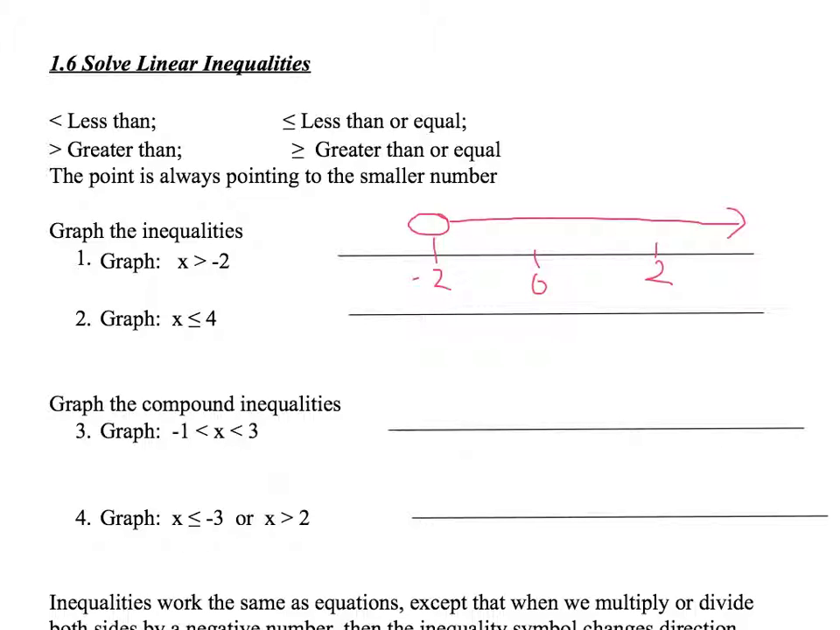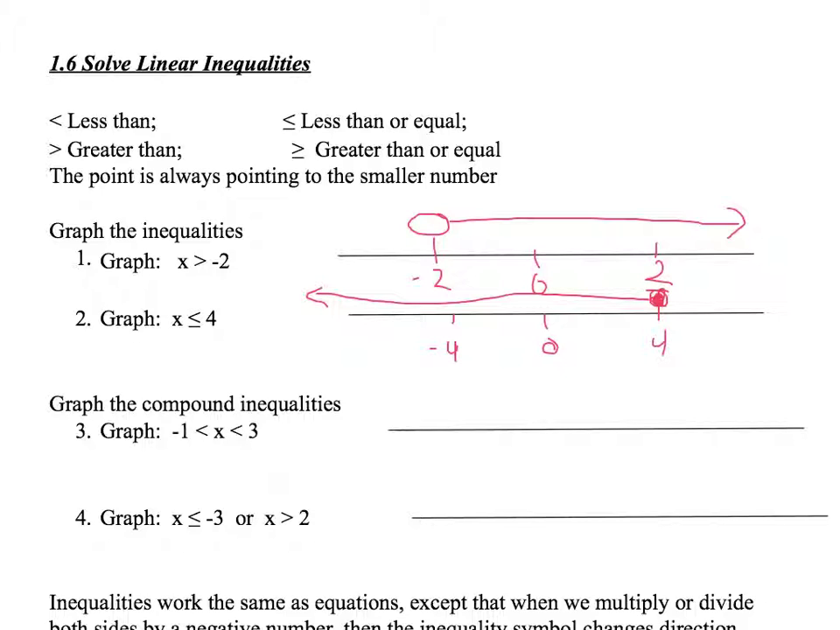Okay, example 2, we're going to show all the values for x that are less than or equal to 4. So again, I'm just going to make a little number line. I'm going to put a circle at 4, shading everything to the left. Those are all my values that are smaller than 4. But this time, because I have the equal to sign underneath it, I want to show in my graph that 4 is a part of my solution. So I'm going to color in the dot.